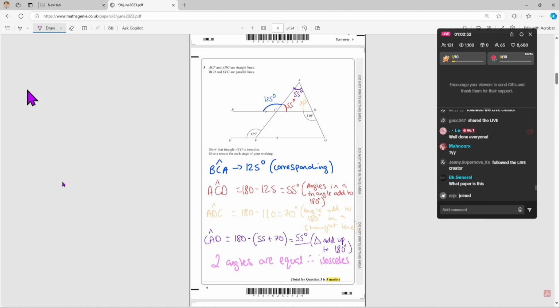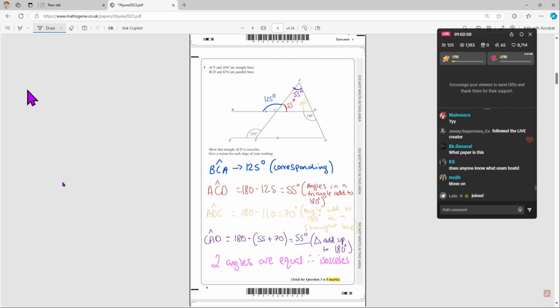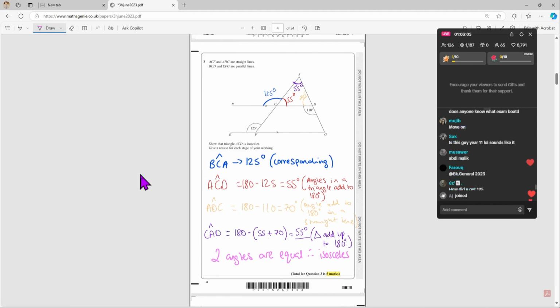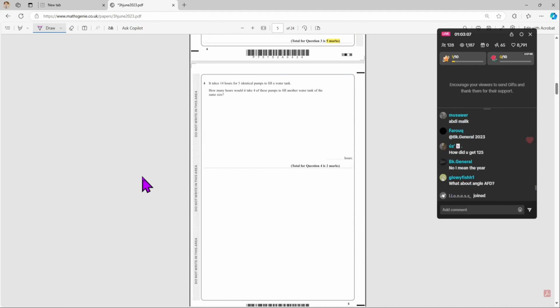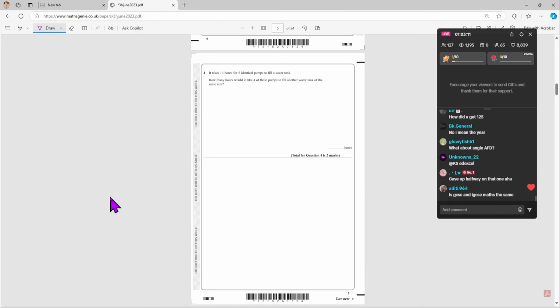This is paper 3, guys, calculator paper. So you can actually use a calculator, okay? And this is Edexcel. So let's move on to our next question. So question number 4.